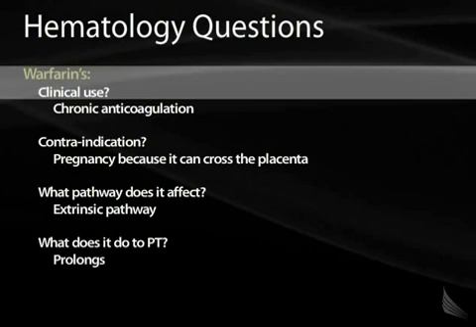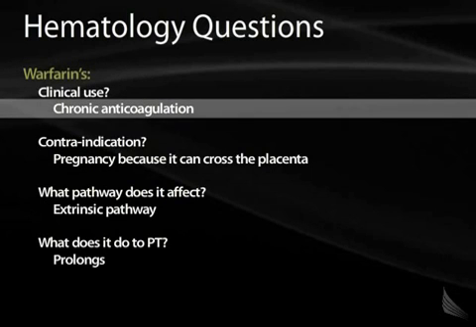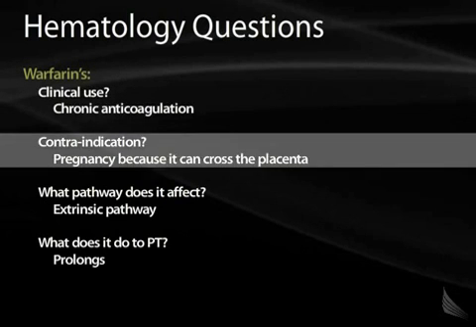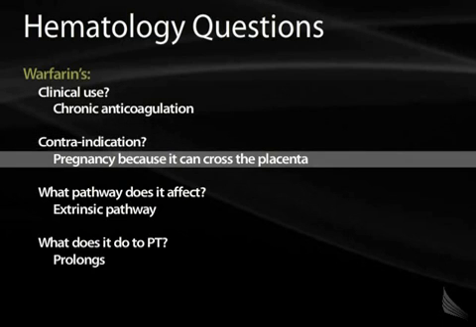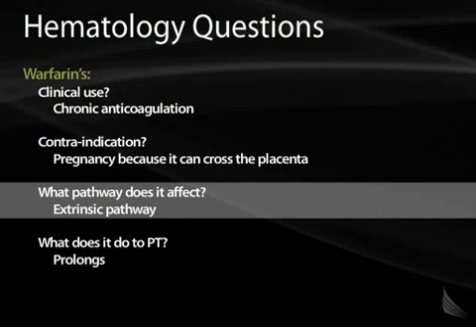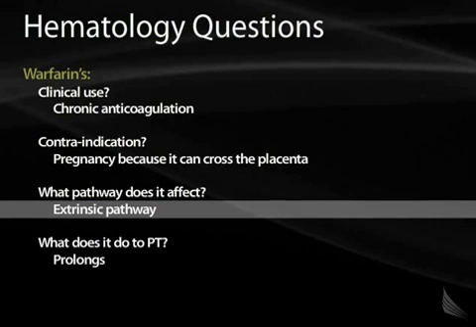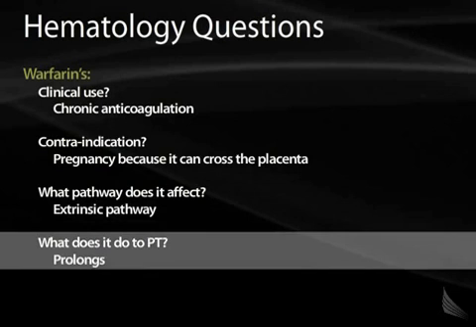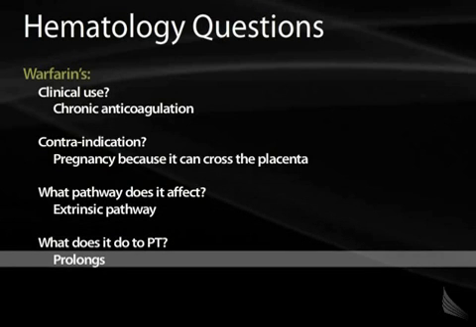What is the clinical use of warfarin? It's for chronic anticoagulation. What is the contraindication? Pregnancy or patients that are at a bleeding risk or a fall risk should not take warfarin. Which pathway does it affect? The extrinsic pathway. And what does warfarin do to the PT? It prolongs or increases it. But usually we measure not the PT, but the INR, which is related to the PT.